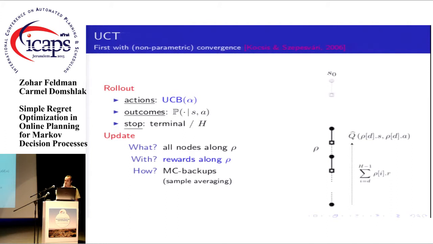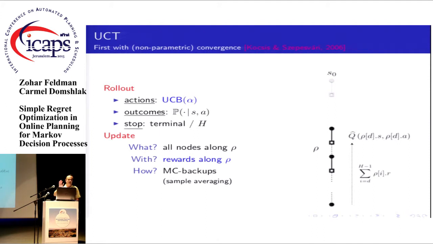It was introduced in 2006 by Kocsis and Szepesvári. And it was the first algorithm that guarantees non-parametric convergence to the optimal action at the current state. Again, there were algorithms that guaranteed convergence but were parametric. This one is not, almost. So here, let me explain how it works.